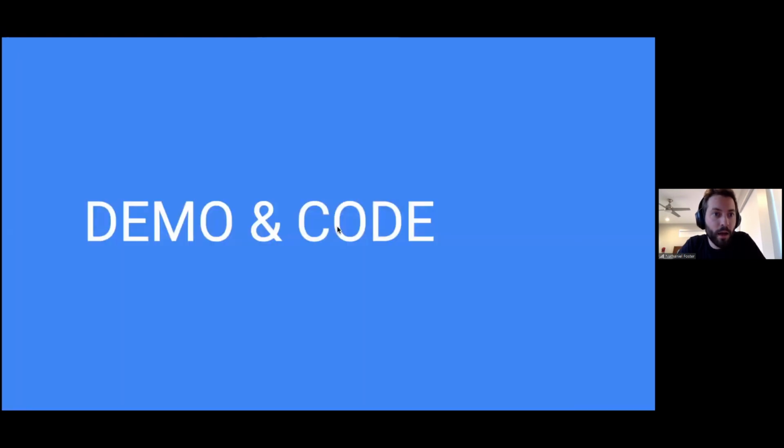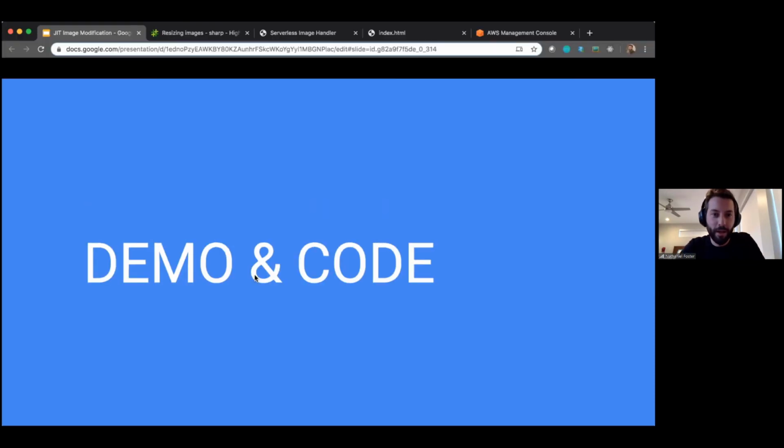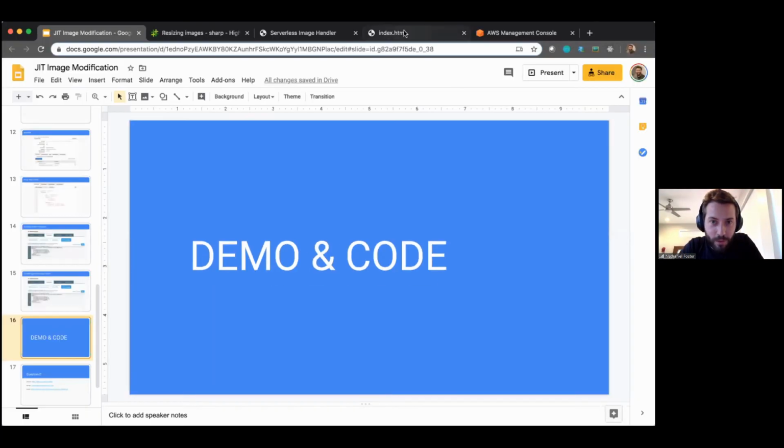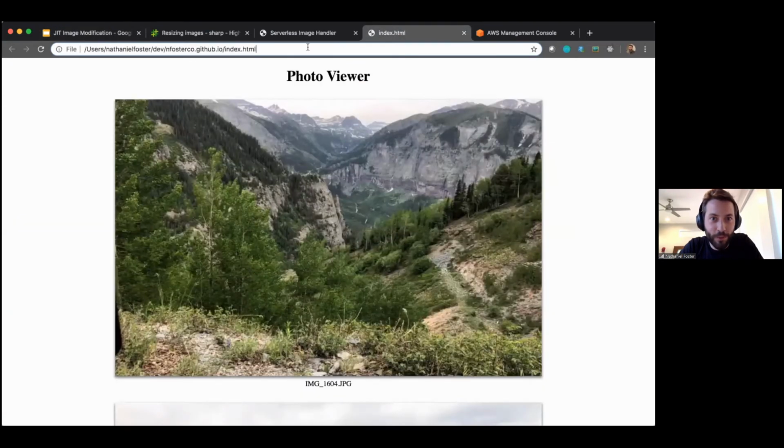Cool. So let me give you a little demo of this app. We can look at some code, and then maybe make a few modifications to the code and see the demo again. This is a really cool demo because it is coming directly from an index.html file. That's pretty sweet. That's how unsecure that bucket is. From a local file on my computer, you can request things from it. So this is my photo viewer here.